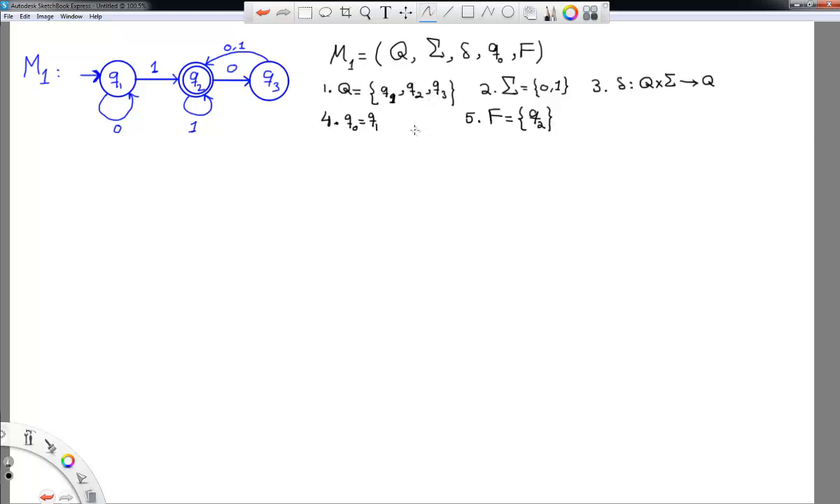One thing that is very, very important for you to know is that Q sub 0 is a state. But F is a set of states. This is very important. For if you erroneously here say F is Q sub 2, this is wrong.